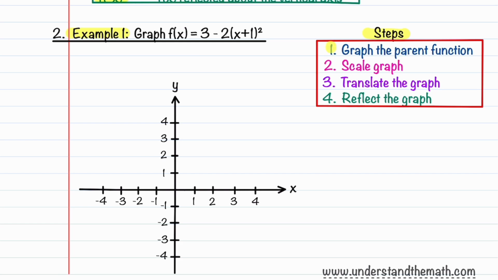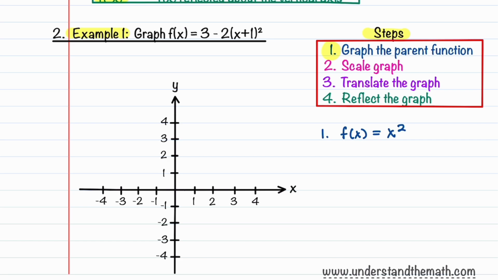The first thing that we want to do is graph the parent function. When you look for the parent function, you want to just ignore all of the constants and just focus on x. So when we look at our function f of x, we can see that our parent function is f of x is equal to just x squared. And that's what we're going to graph.